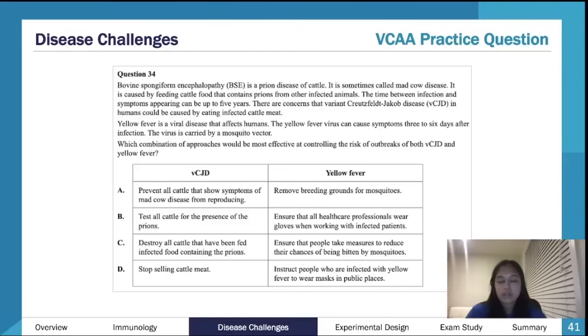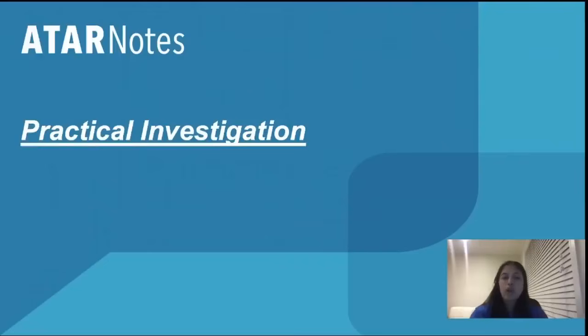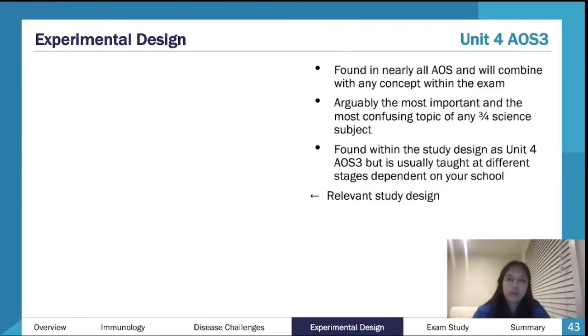Because of that idea that you're preventing at all costs that from becoming meat that someone will eat. Whereas A, prevent all cattle that show symptoms of mad cow disease from reproducing. That cow can still become meat and someone can eat it and they can get BCJD. Hopefully that makes sense. Okay, I know we kind of raced through that one, but hopefully that's all making sense.